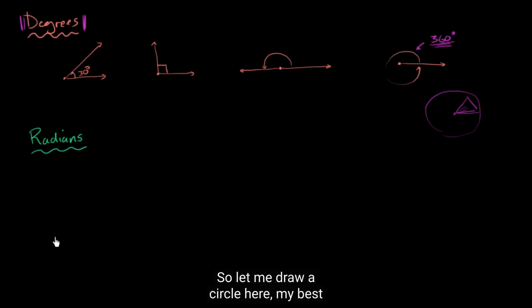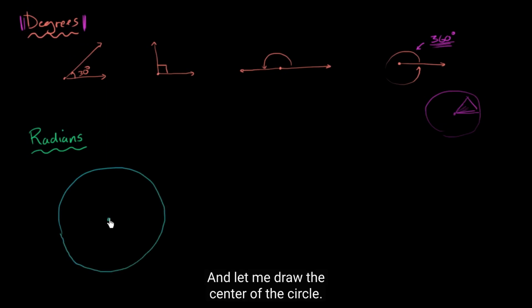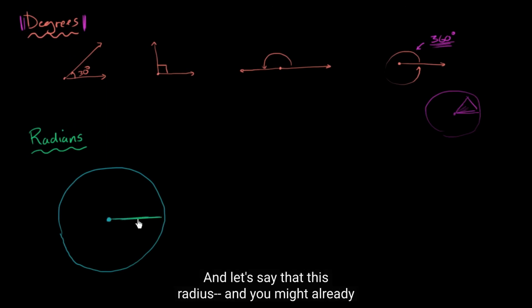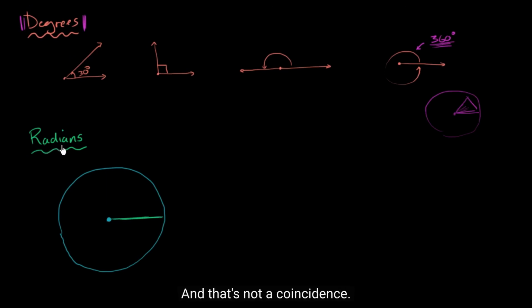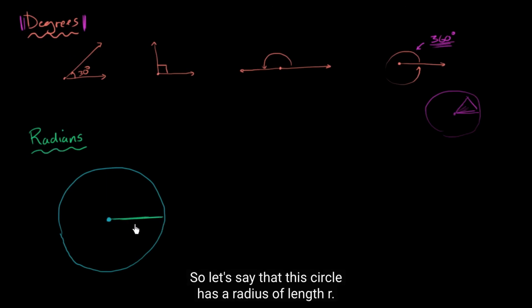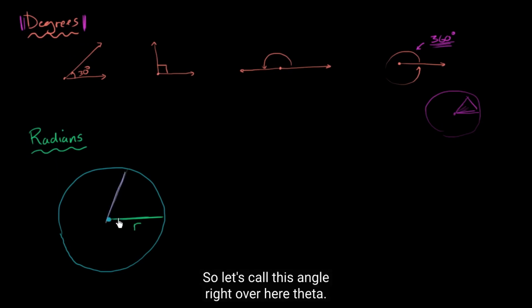So let me draw a circle here. My best attempt at drawing a circle. Not bad. And let me draw the center of the circle. And now let me draw this radius. You might already notice the word radius is very close to the word radians, and that's not a coincidence. So let's say the circle has a radius of length r. Now let's construct an angle. I'll call that angle theta.